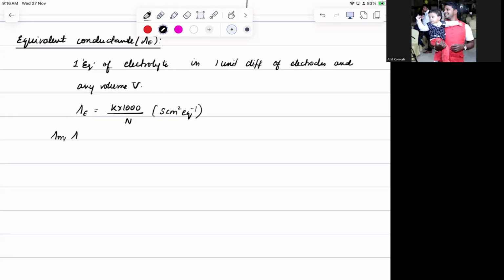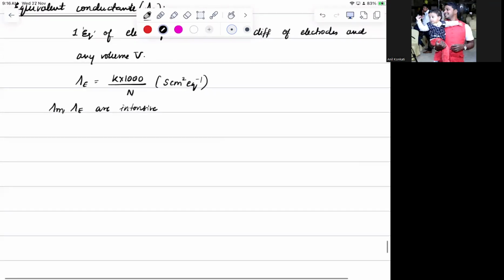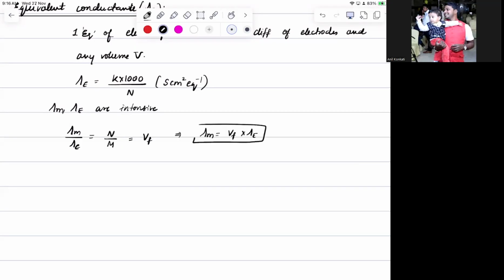Lambda M and lambda E are intensive properties. And lambda M by lambda E will be equal to n by m, which is equal to the valency factor, which implies lambda M is equal to valency factor into lambda E. Another important formula, everybody. This shows that lambda M value will always be greater than or equal to lambda E.